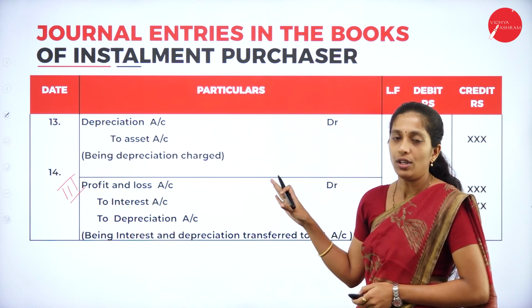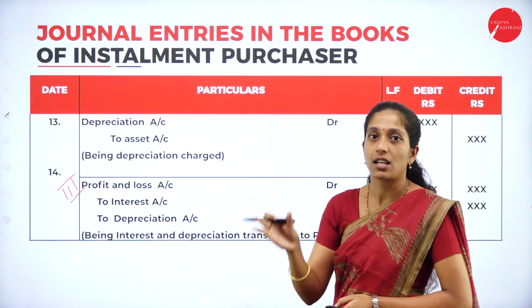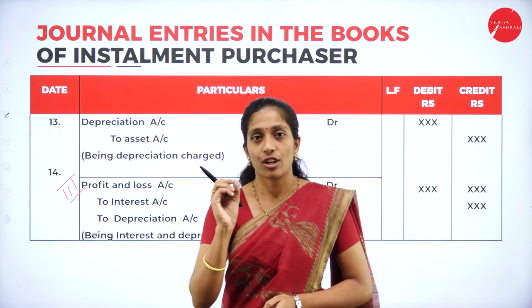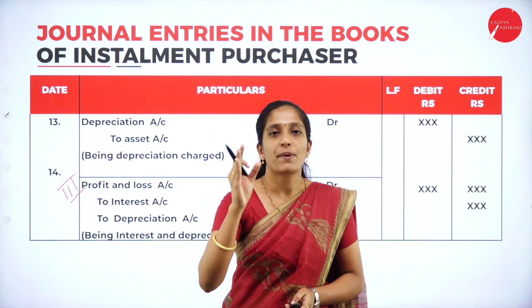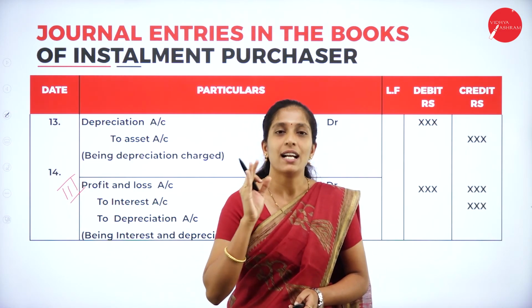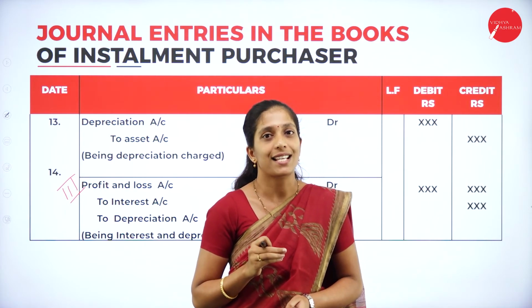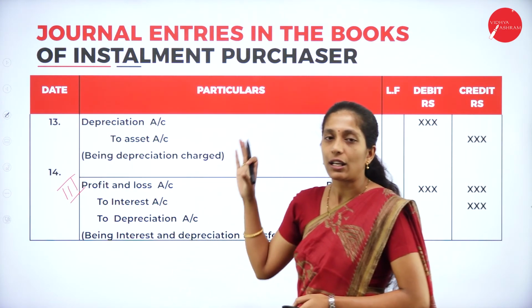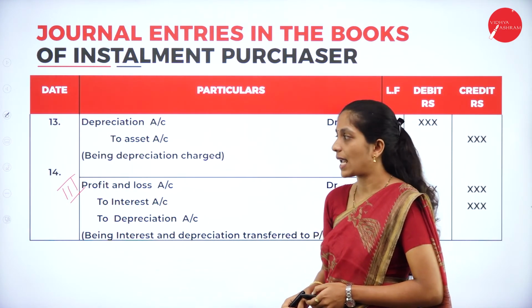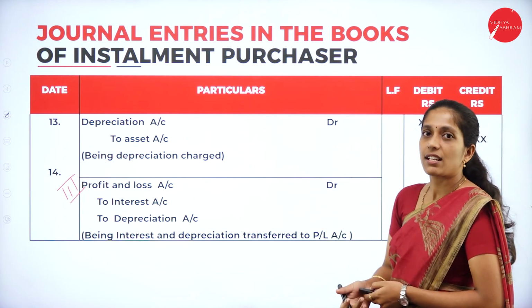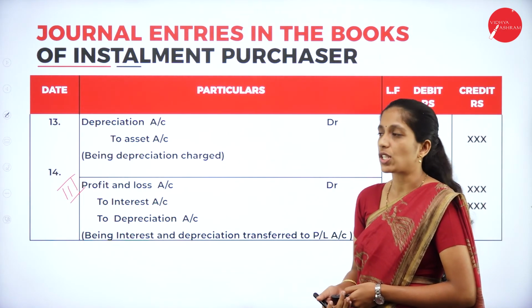So this is how it works. Same as hire purchase system, the only thing is that here you have to add installment purchaser as well as installment seller. At the same time, you are going to have a new account, that is interest suspense account. Other than that, all the entries remain the same. So these are the journal entries in the books of installment purchaser.